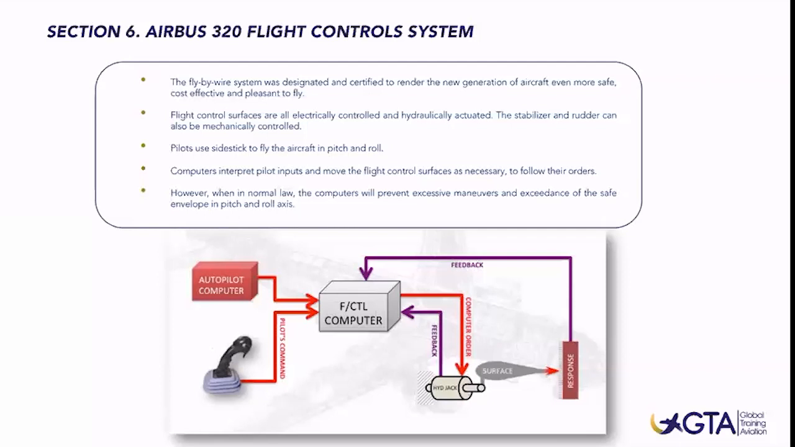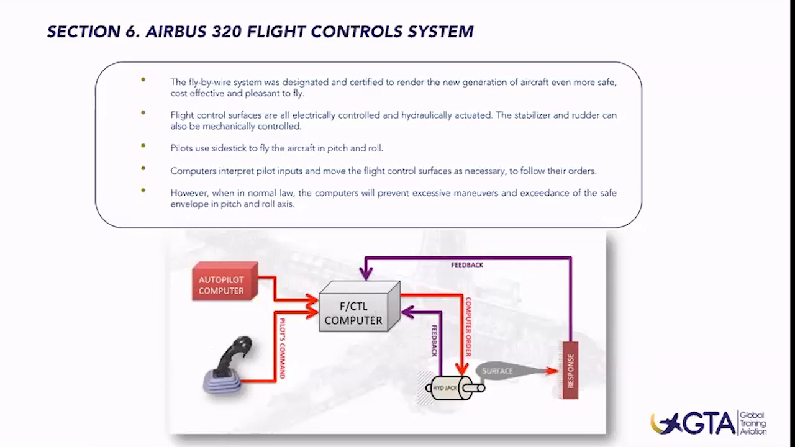Then after this evaluation, these flight control computers will send this input to the hydraulic actuators, just to move and deploy the flight control surfaces. This fly-by-wire system was designed and certified to render the new generation of aircraft even more safe, cost-effective, and pleasant to fly. The flight control surfaces are electrically controlled and hydraulically actuated, but the stabilizer and rudders can also be mechanically controlled, as we will discuss on the next slides.